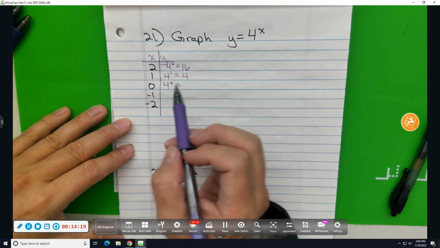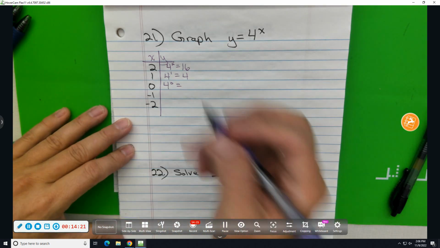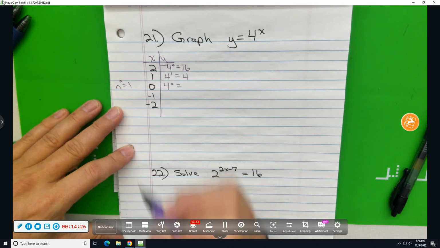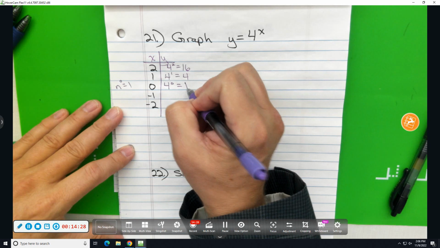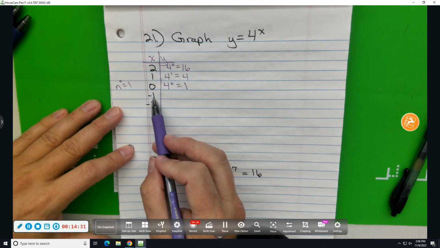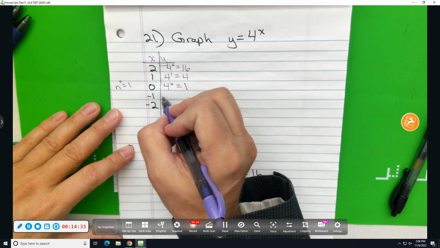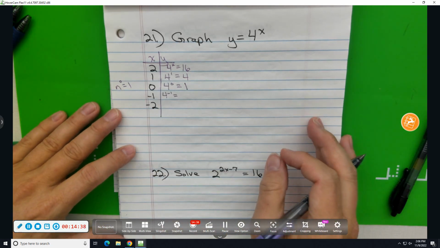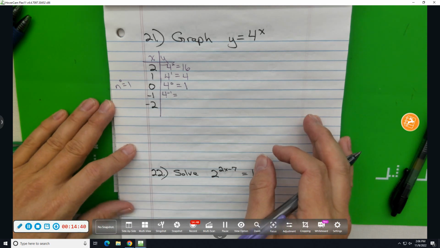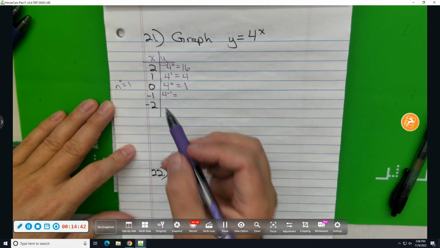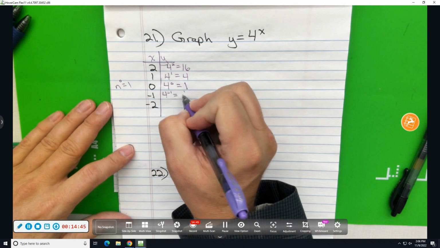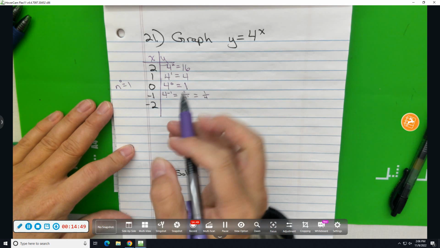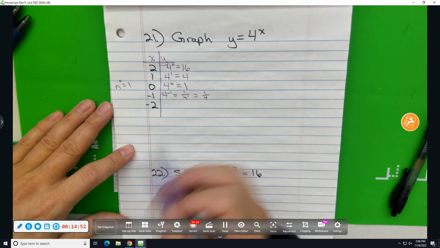No, it's not 0. What's 4 to the 0 power? 1. I agree. Remember we said a non-zero number to the 0 power is always defined to be 1. 4 to the -1 power. That's not -4. A negative exponent is just a fancy way of expressing a fraction. Remember, that's 1 over 4 to the first power. So 4 to the -1 is the same thing as 1/4.